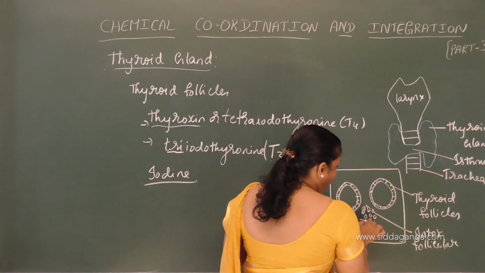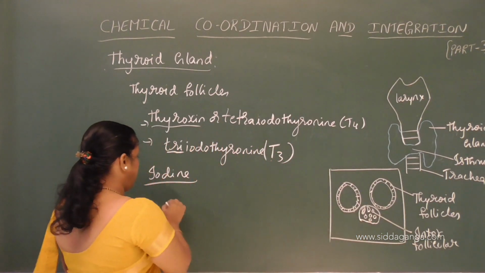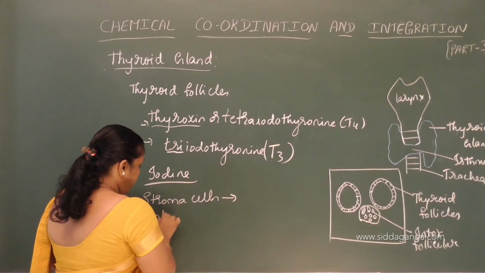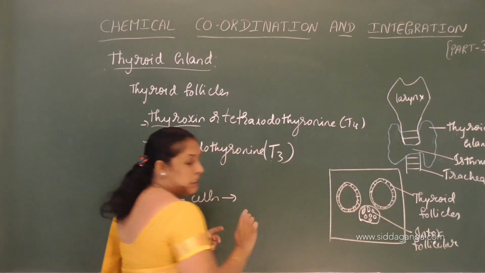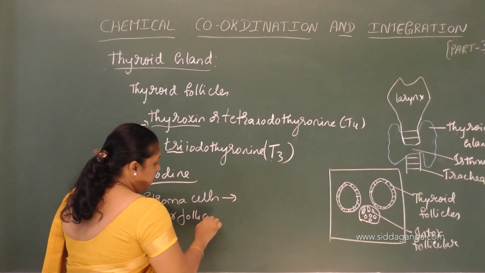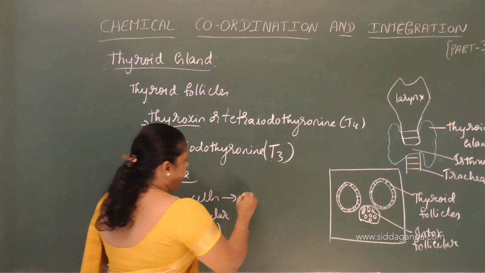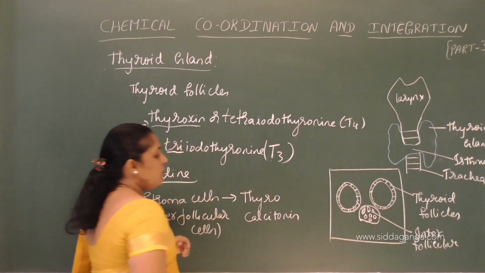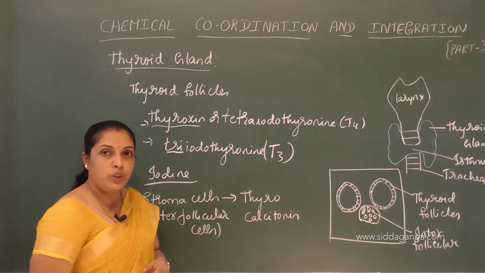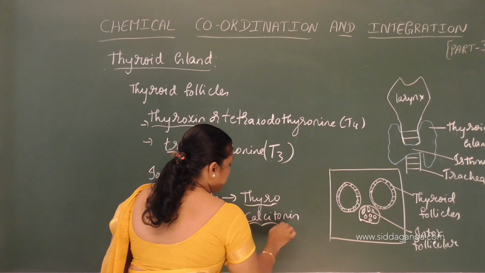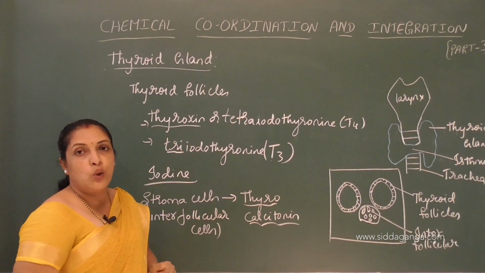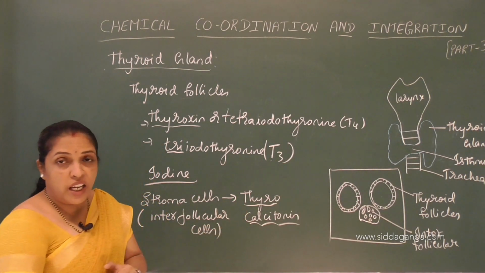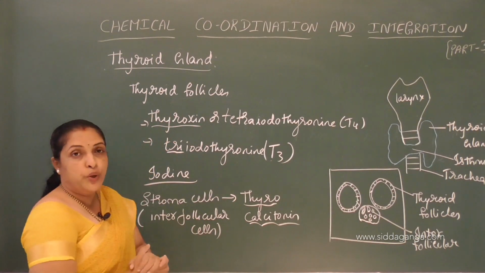And also these interfollicular cells or stromal cells, inter means between the follicles, understood? So interfollicular cells produce a hormone called thyrocalcitonin. Understood? Which lowers calcium level in extracellular fluid. That is about the hormones produced by thyroid gland.